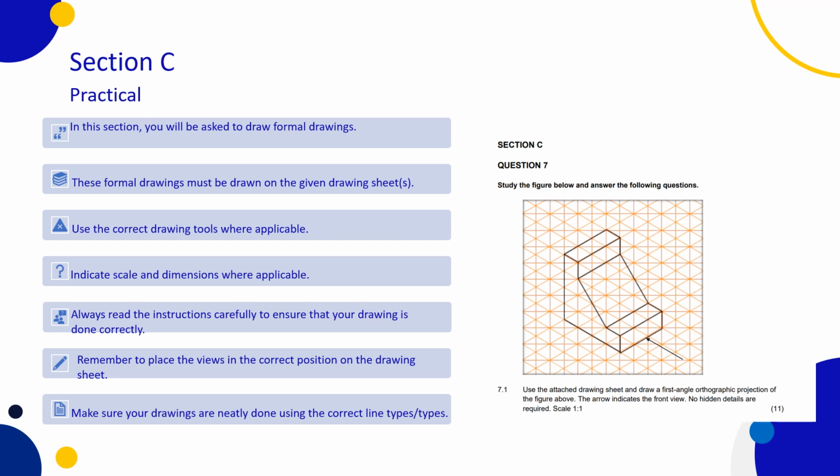Always keep your mathematical set handy in case you need those tools to do your formal drawings, but at the very least ensure that you have a pencil, a sharpener, an eraser, and a ruler with which to do your formal drawings. Finally, make sure that your drawings are done neatly using the correct line types.